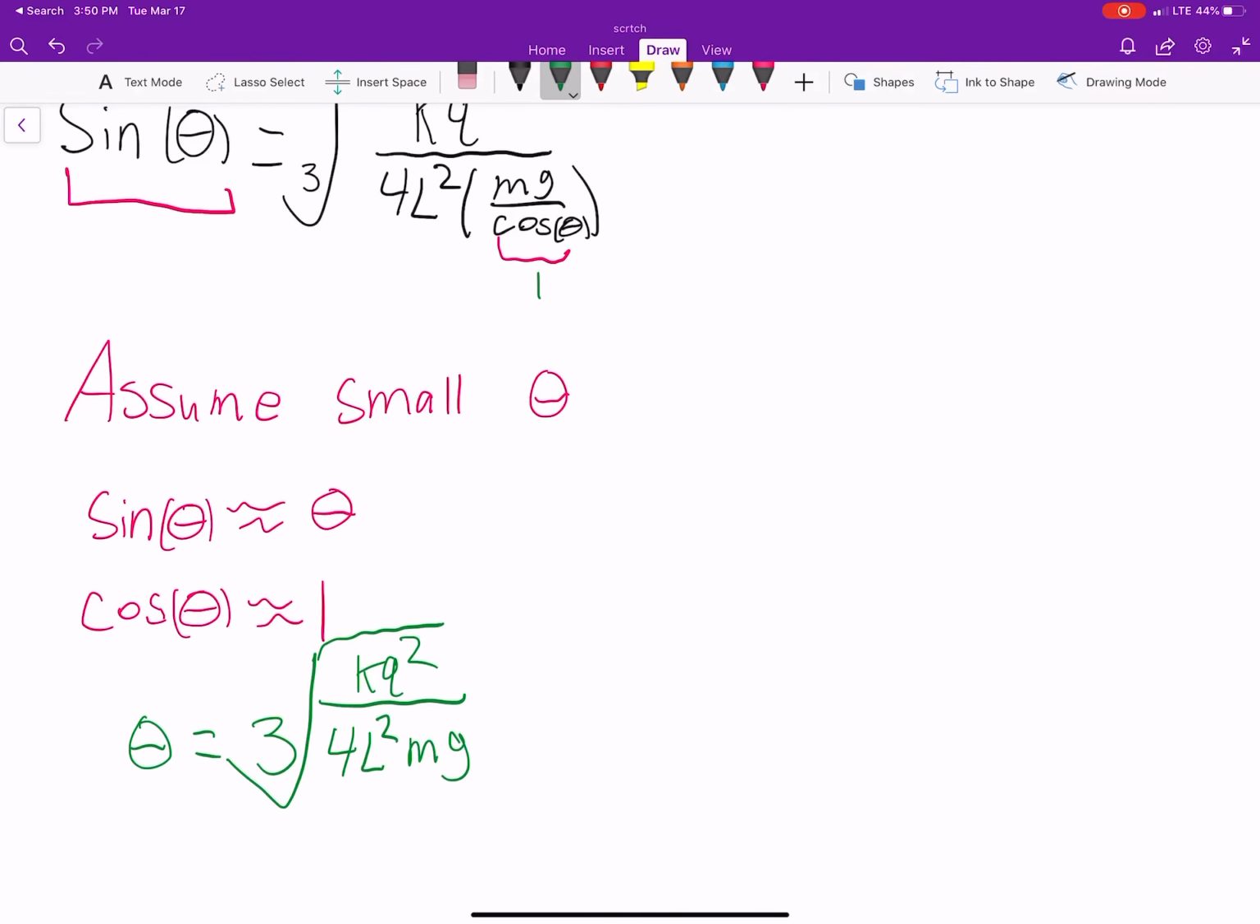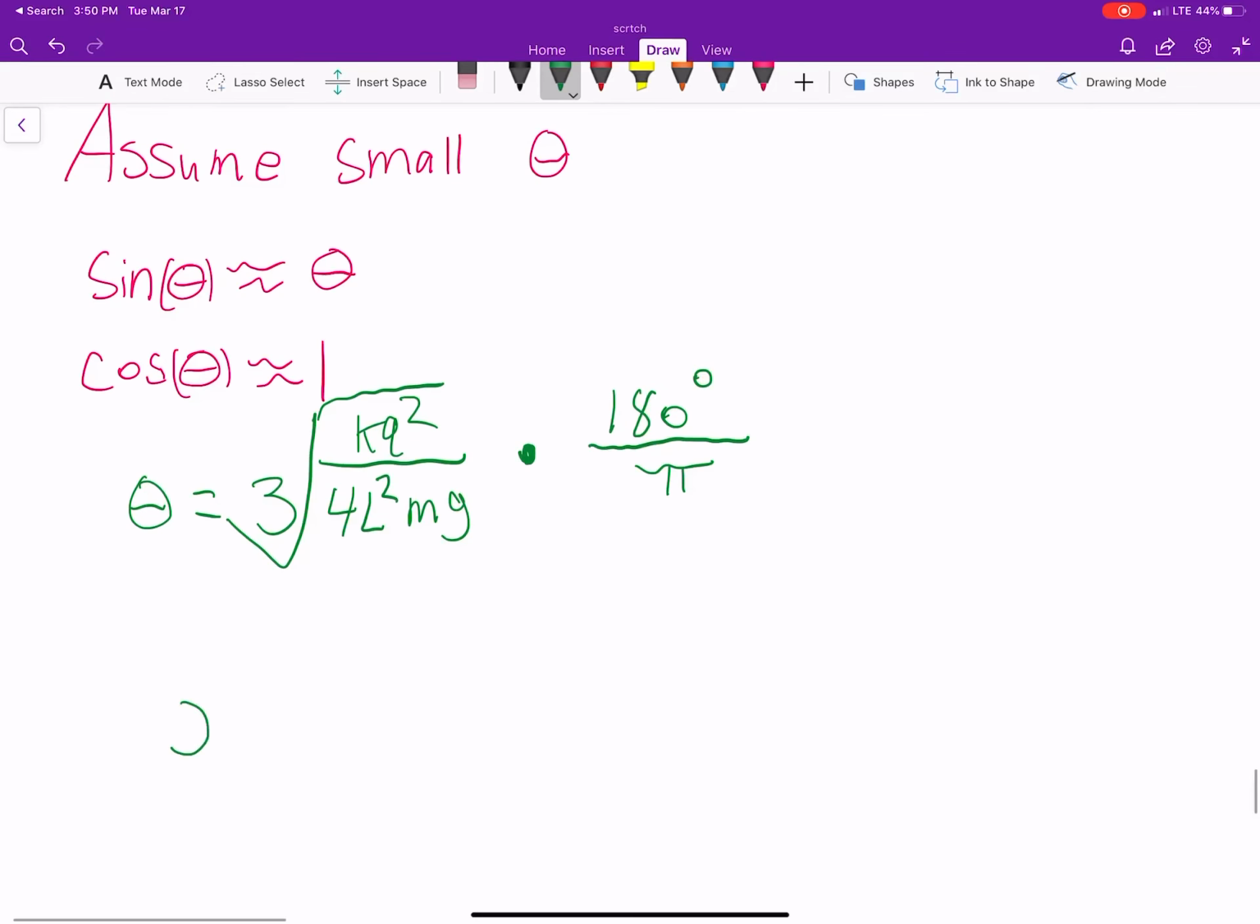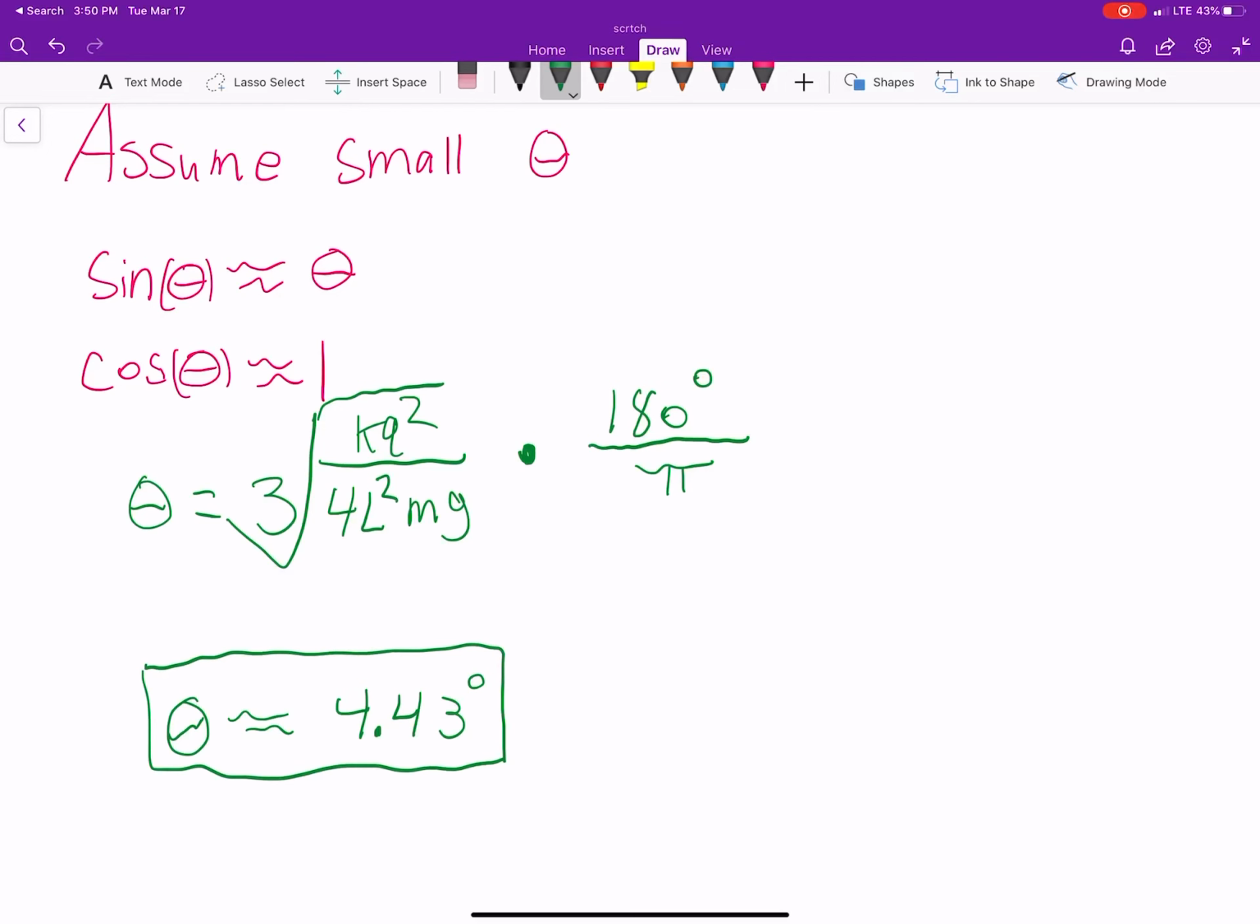K is known, Q is known, L is known, mass and gravity is known. And let's see, when you plug this in, I just wrote this down somewhere. You'll get the answer in radians. To convert from radians to degrees, which is what we usually use in physics, hopefully you remember 180 degrees divided by pi. And if you plug that in, you should get theta is about 4.43 degrees. And that is the angle made.